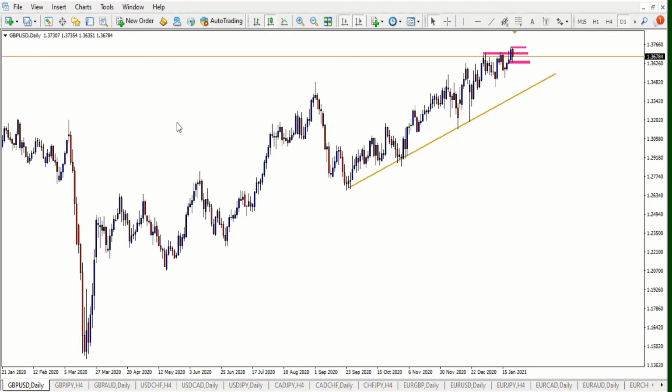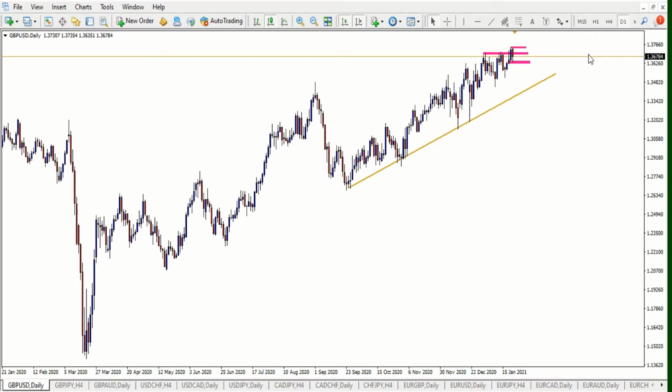So the first pair we're going to be looking at is the Great British Pound and the USD. And as you know, the daily time frame we use for the overall direction of the market. The 4-hour we use for the significant or key support and resistance levels in the market. And then the 1-hour we can use for the execution. Sometimes we could also use the 4-hour depending on how good the setup is. Okay, so without further ado, let's get straight to it.